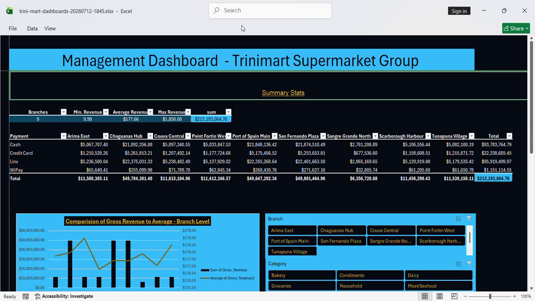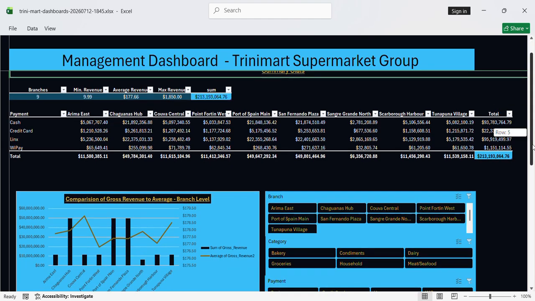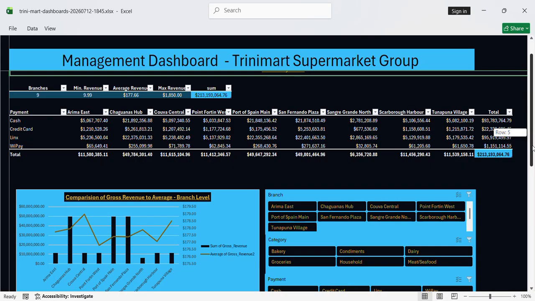In front of you, you're seeing a customized dashboard that I built for a fictitious supermarket group known as Trinimart. The dataset is a synthetic dataset, which is fake data modeled on real-life macroeconomic situations to portray the supermarket group. I've got a bunch of widgets which summarize for management the performance of this particular entity.